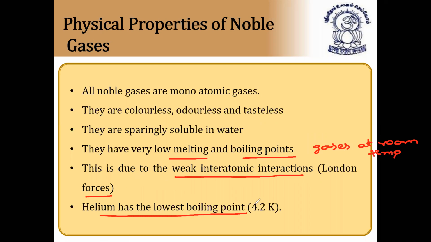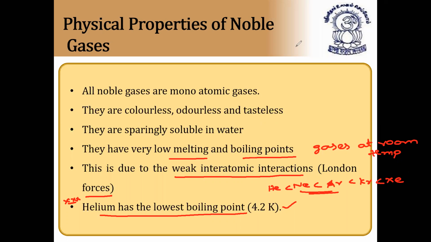Helium has the lowest boiling point of 4.2 kelvins, very, very less. So the boiling point order is helium less than neon, less than argon, less than krypton, less than xenon. This is the order.